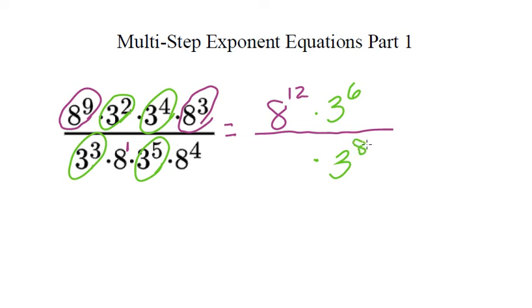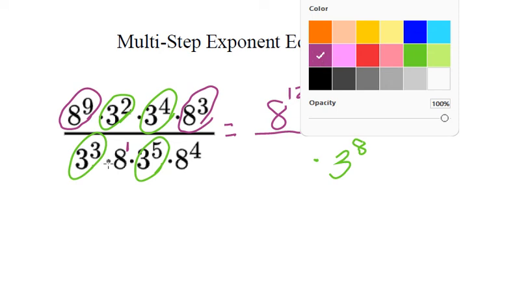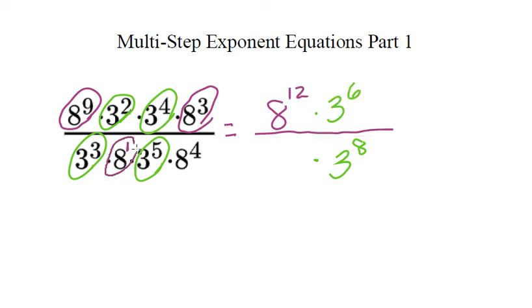so 3 to the power of 8. Well, now I'm going to address my 8 here, so that's going to give me 8 to the first multiplied by 8 to the fourth. So that's going to be 8 to the power of, and this is where that 1 is so important because if you don't have that, you might put 8 to the power of 4 when this is actually 8 to the power of 5.